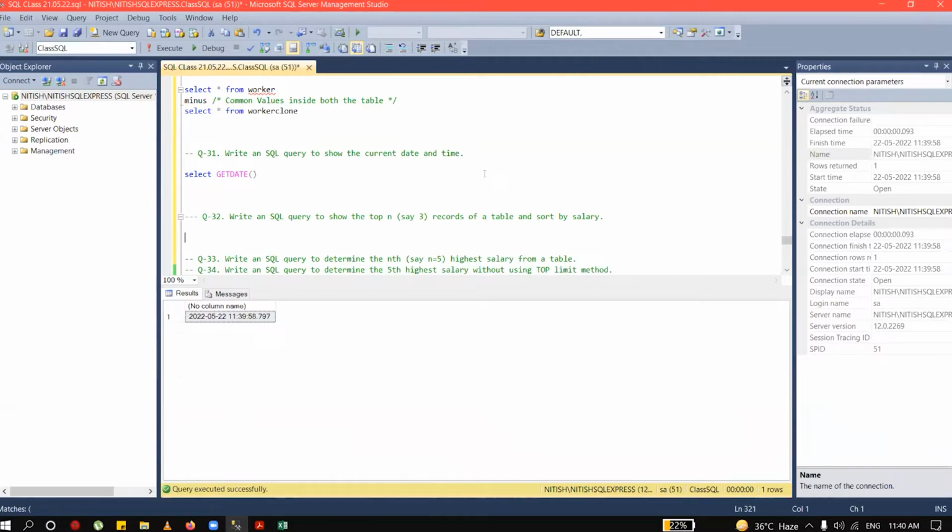Write an SQL query to show the top 3 records of the table sorted by salary. Now TOP is something you will very much use whenever you start working on SQL. What does it do?